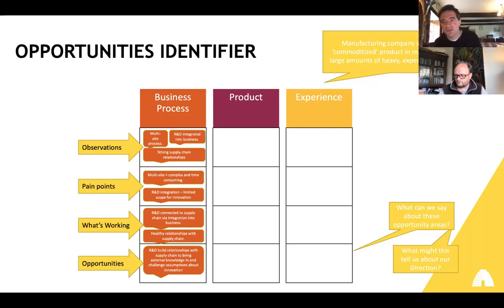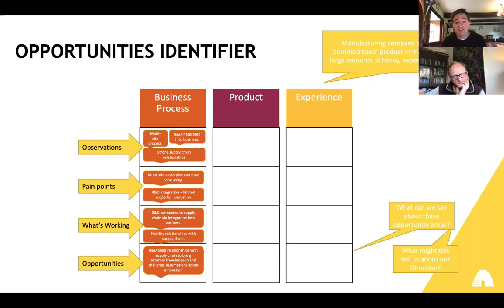But then when it comes to what's working, well, in a way, it's good that R&D is integrated into our business because R&D has strong connections with our supply chain. Because they're integrated, R&D are constantly talking to and working with our suppliers. So there's a potential positive there because in innovation, it's good to start making connections, connecting dots. And the fact that we have a strong supply chain means that we do have healthy relationships with our suppliers. So again, there's a bit of an opportunity that's already appearing here to do something with our supply chain. R&D are connected to them. We've got healthy relationships with them.